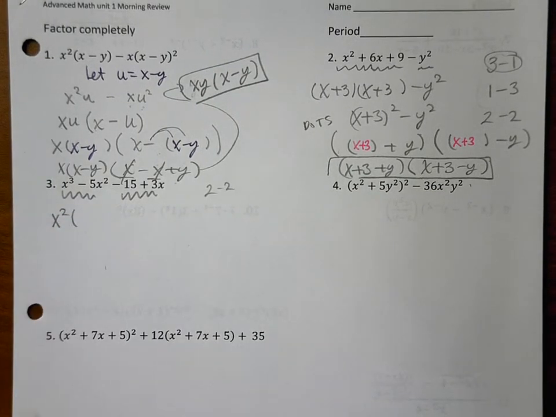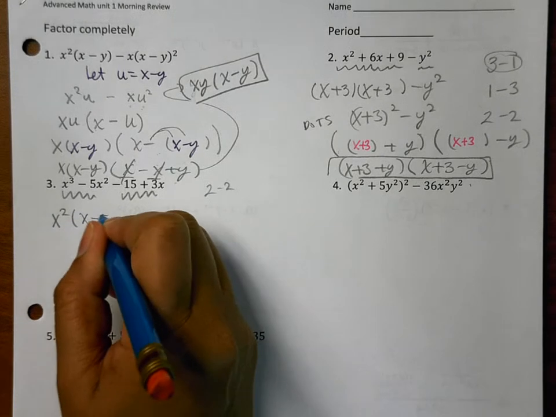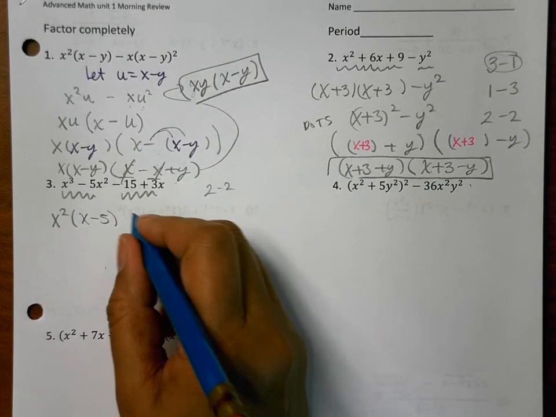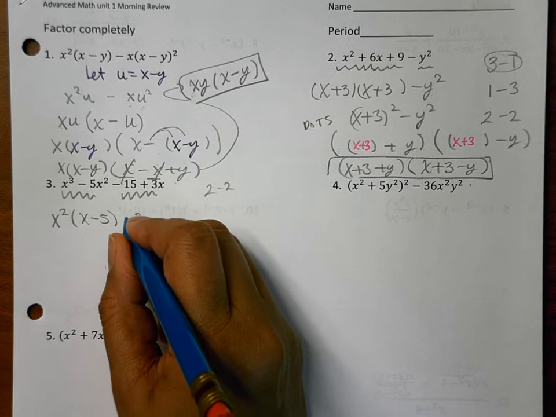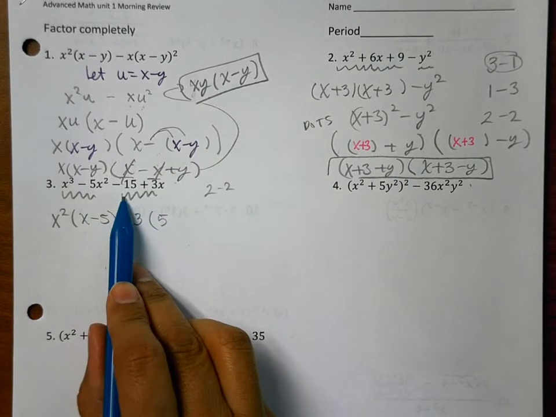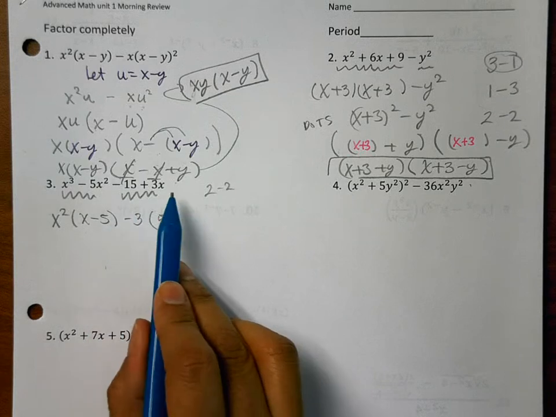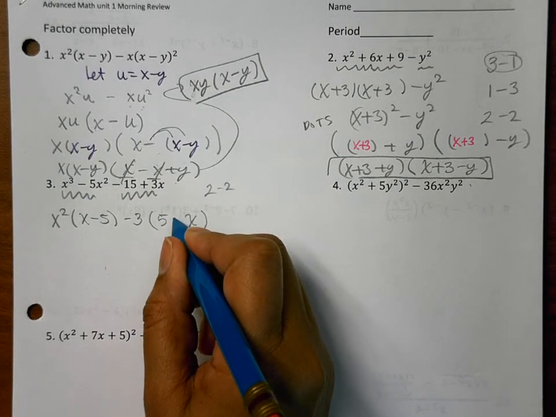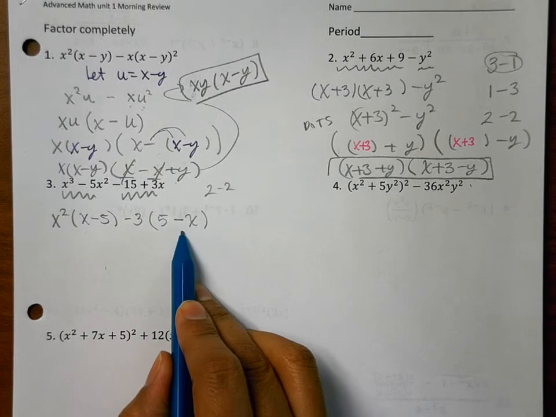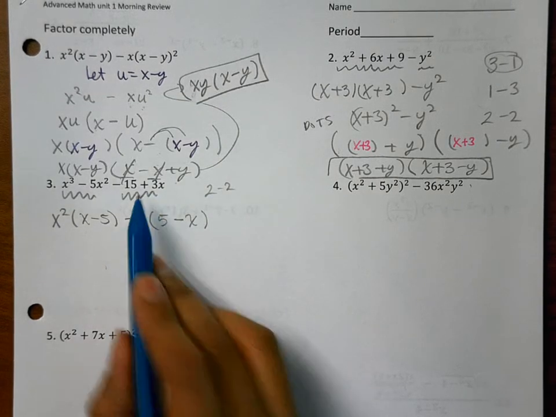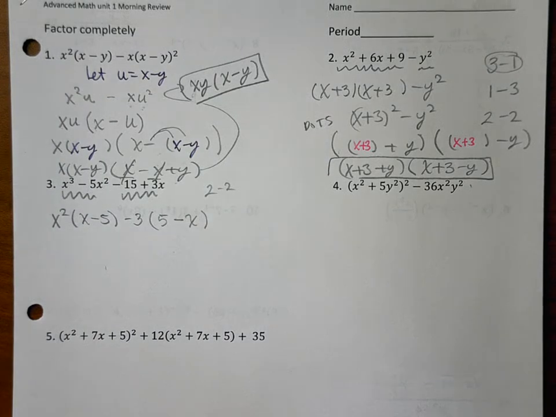What's the GCF on the first part? X squared, leaving behind x minus 5. What's my GCF here? 3 or negative 3? Negative. Negative 3 times positive 5 would give me that negative 15. There's an x, and is it plus or minus? You said minus, because negative 3 times negative x would give me a positive 3x.